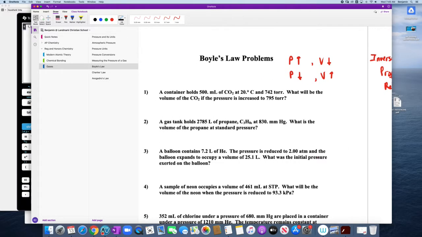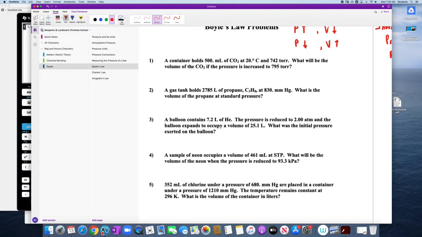Let's do a few more of these problems here. Number 2 and number 3. A gas holds 2,785 liters of propane. So that's the first volume, 2,785 liters. In Boyle's law, the unit for volume doesn't matter. And here's our original pressure. It's in millimeters of mercury: 830 millimeters of mercury. What is the volume?